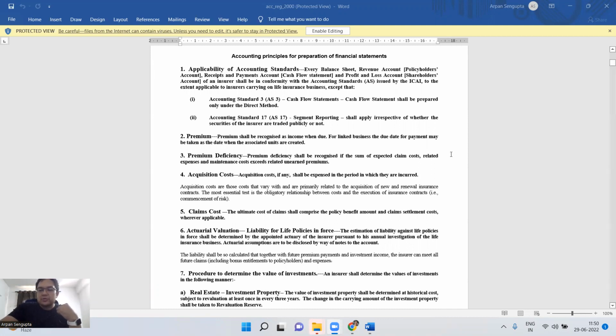But anyways, moving on. So preparation of financial statements and auditors report. This is about how the entries go and how you value those entries, mainly for the assets. Those are covered here. It is a 2002 regulation.